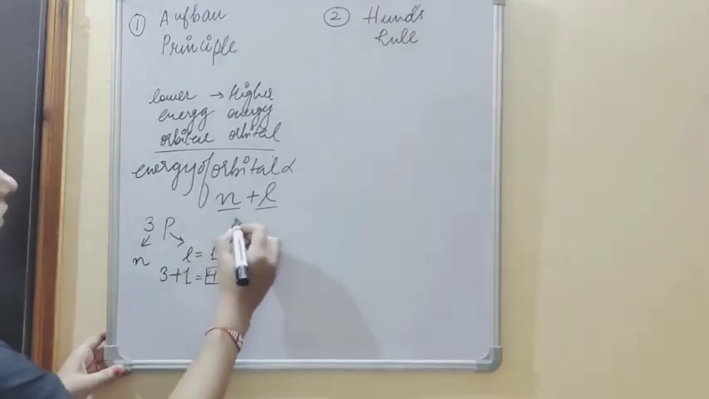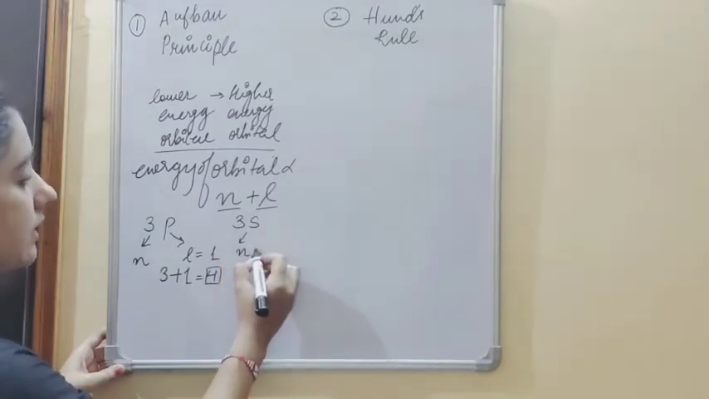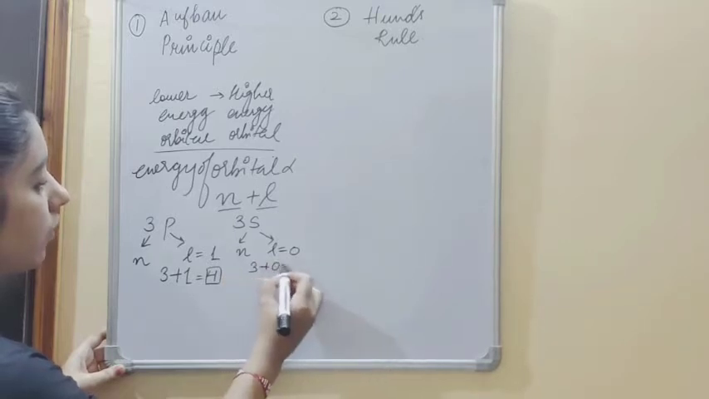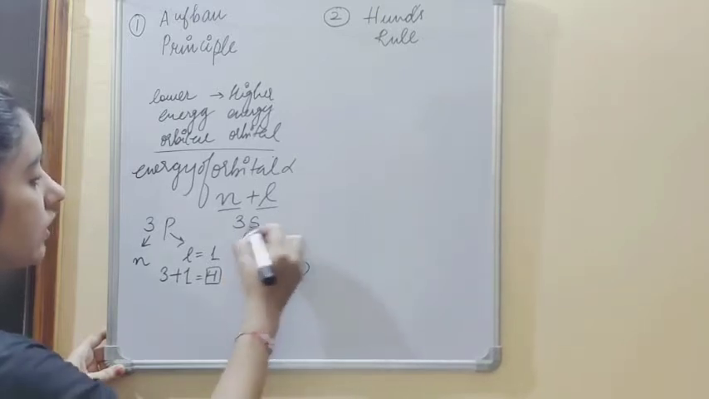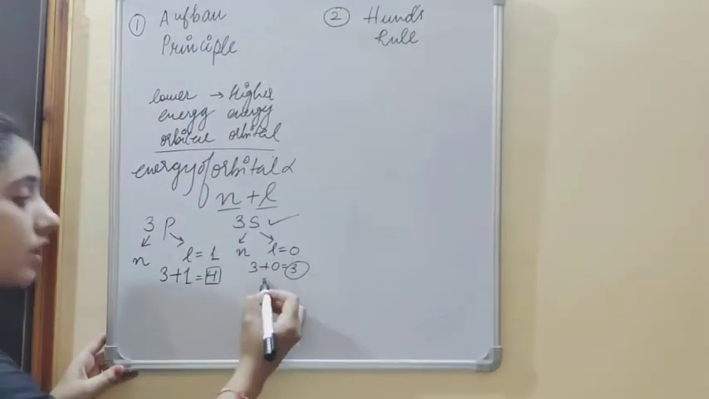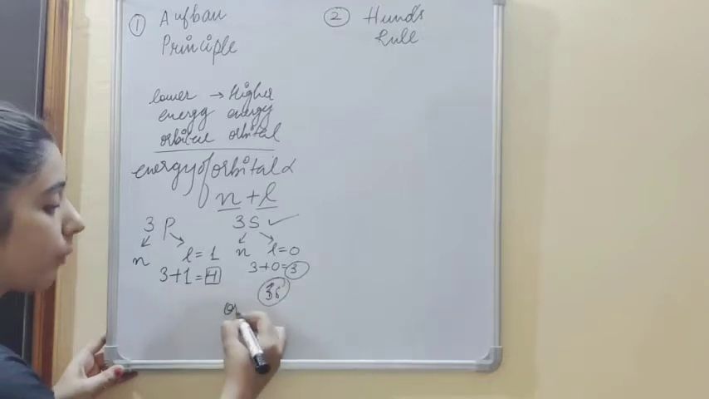Another example, 3s. Here the value of n is 3 and the value of L is 0. So 3 plus 0 equals 3. So 3s has the lower energy level, so firstly the electron will fill in the 3s orbital.